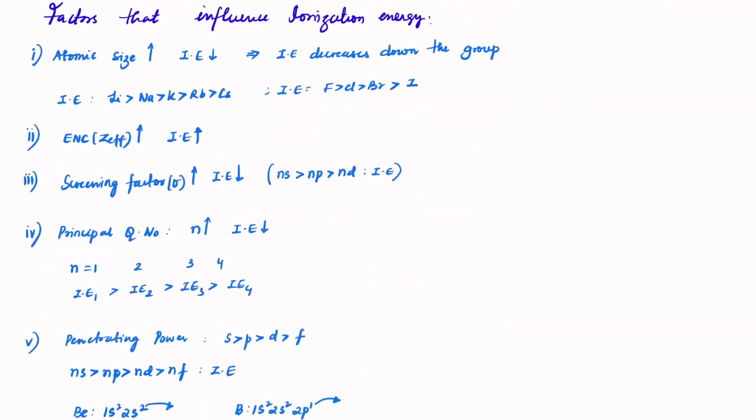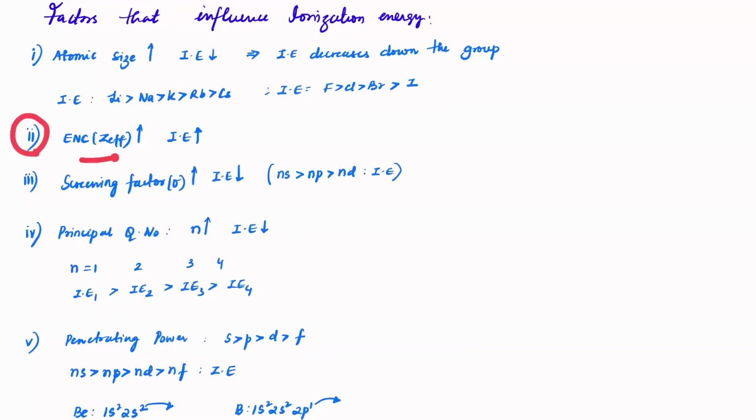What are the factors that influence the ionization? First factor is atomic size. If the size of the atom is bigger, ionization is smaller. That's what you will encounter almost in every group going down. That is from lithium towards cesium, you will see ionization decreases. Fluorine towards iodine, ionization decreases.